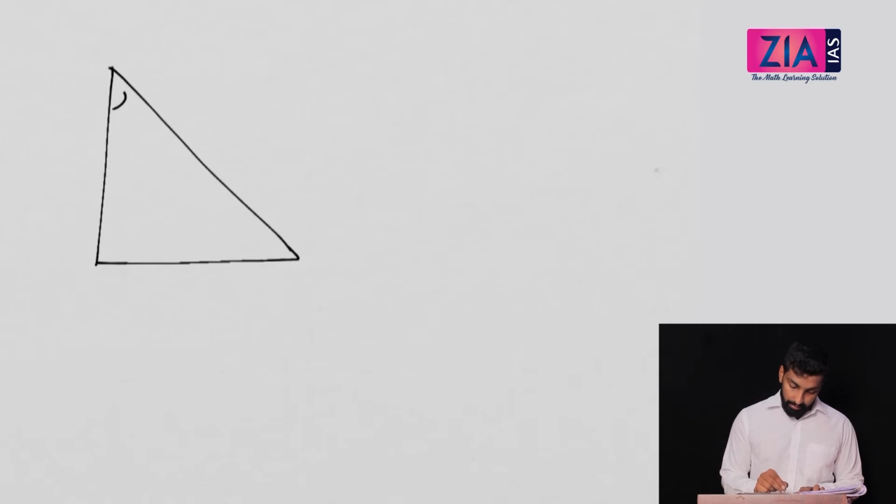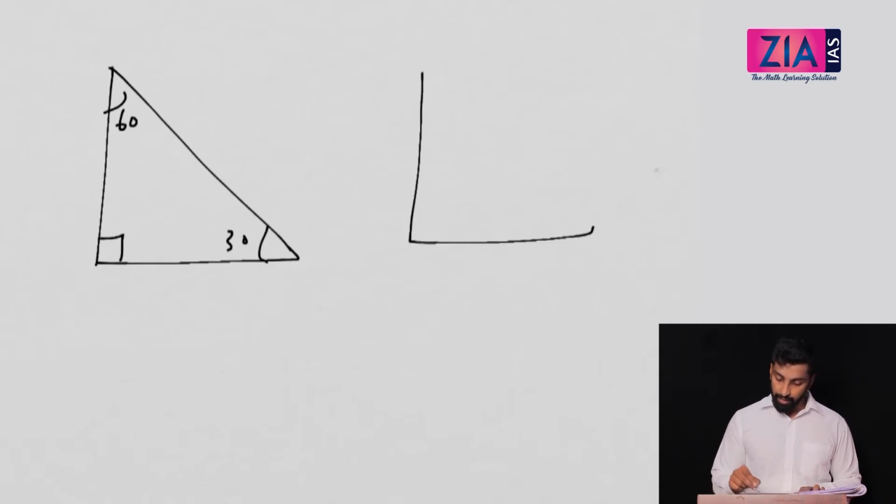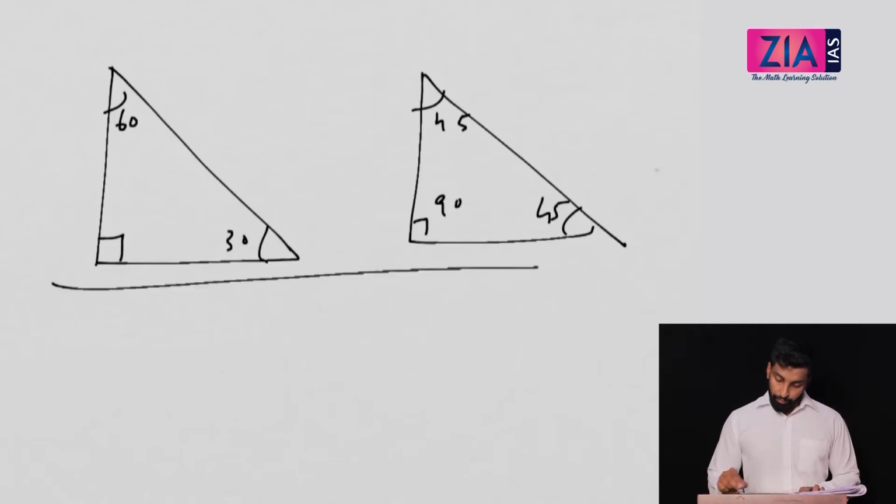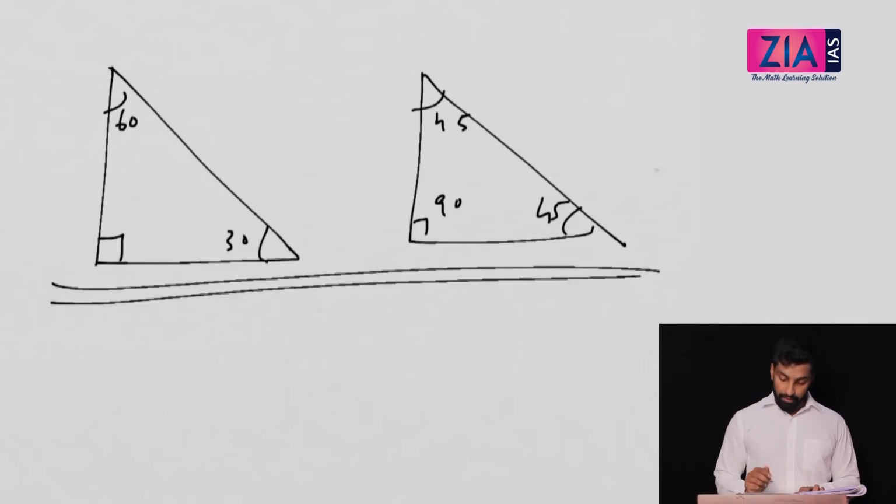Now if you move on to the right angle triangle, you can expect questions from it. One thing that you need to keep in mind is that you will get questions from only 2 types of right angle triangle. The 2 types are 30 60 90, obviously this is 90, and the next will be 45 45 90. This is 45, this is 45, and this is 90. If you take any question, it will be on the basis of this ratio only.